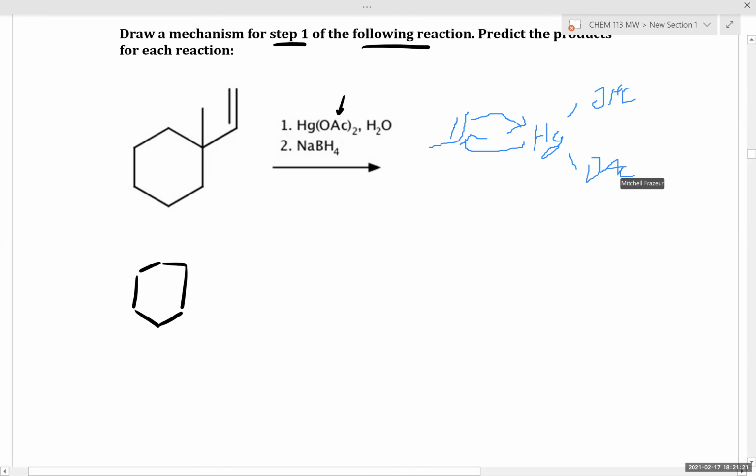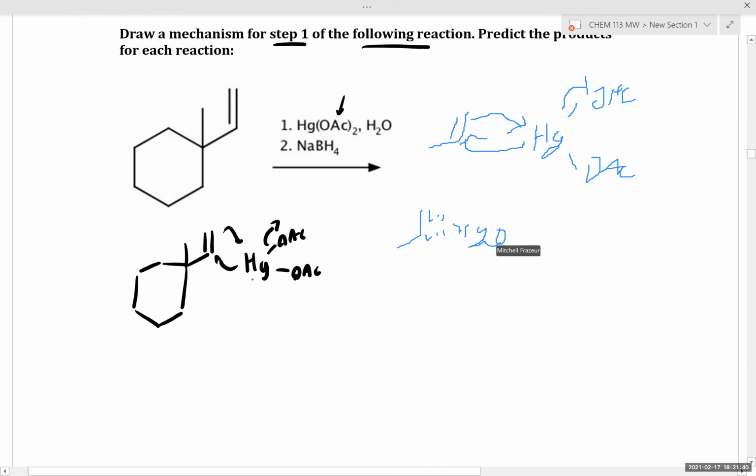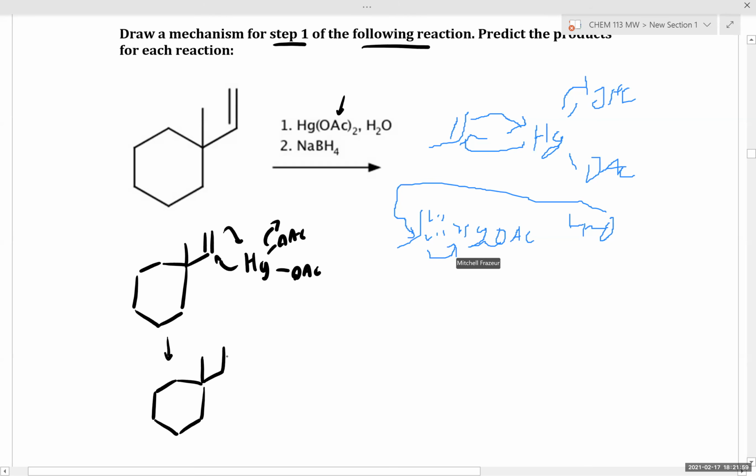I'm just re-annotating what the student is drawing. So for our first step, the student correctly drew, we have cyclization and attack of our alkene onto mercury acetate. We generate the mercurinium ion. And the student carefully drew the mercurinium ion as on the bottom face, though it can just as easily approach from the top.